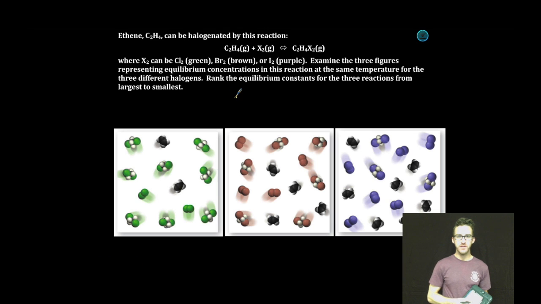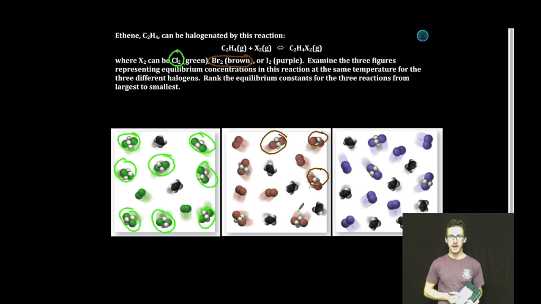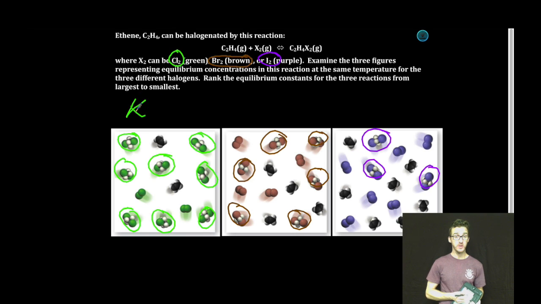Alright, now remember, we define our equilibrium constant, K, as the concentration of our products to the concentration of our reactants. As I look at the first box that's representing chlorine, I'm going to count up the number of my halogenated products here. I've got 1, 2, 3, 4, 5, 6, 7, 8. Do the same thing with bromine. 1, 2, 3, 4, 5, 6. And then do the same thing with iodine. 1, 2, 3.